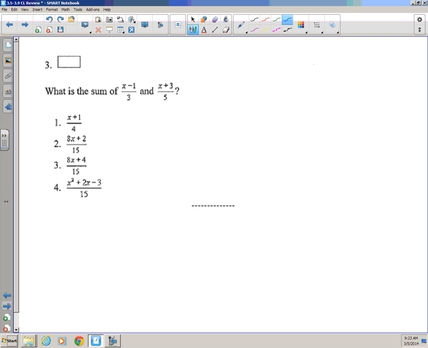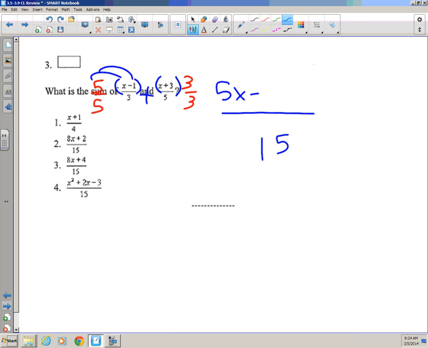Number 3, what is the sum? I'm looking to do some addition here. I need to get a common denominator, which is 15, realizing that these guys are binomials. I need to multiply the first fraction by 5, top and bottom, the second fraction by 3, top and bottom. What that turns into by distributive property is 5x minus 5 plus 3x plus 9. When I combine those like terms, 5x and 3x, 8x. Negative 5 and positive 9 is plus 4, and this becomes all over 15.